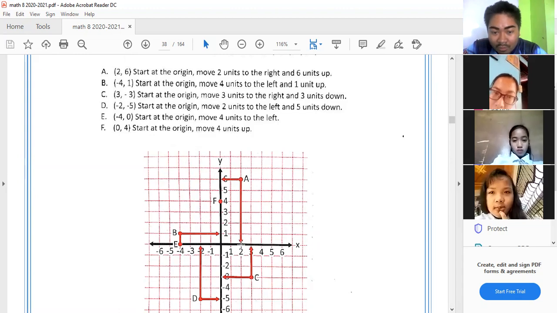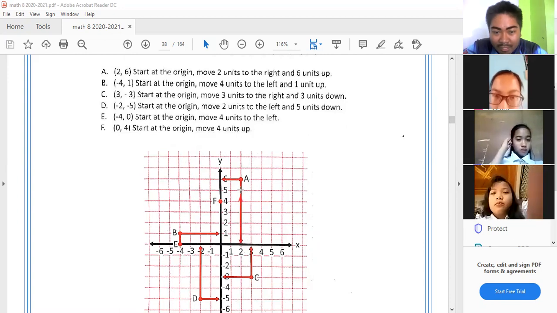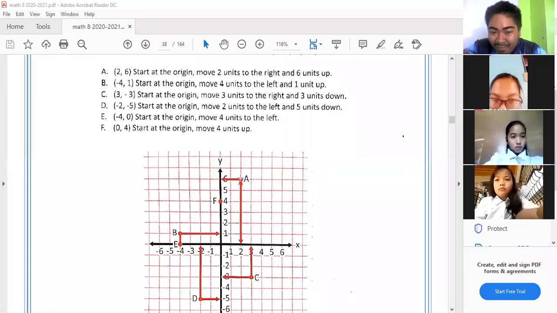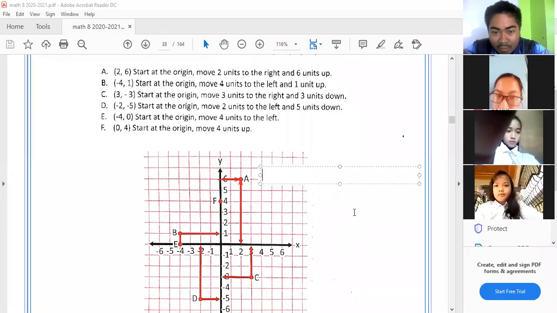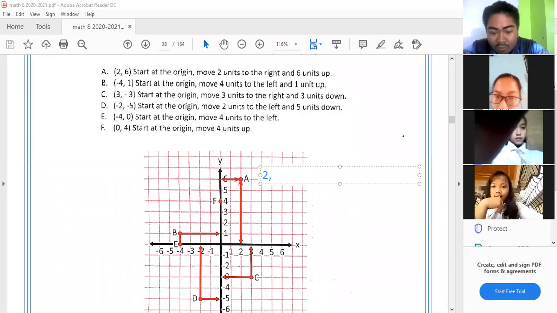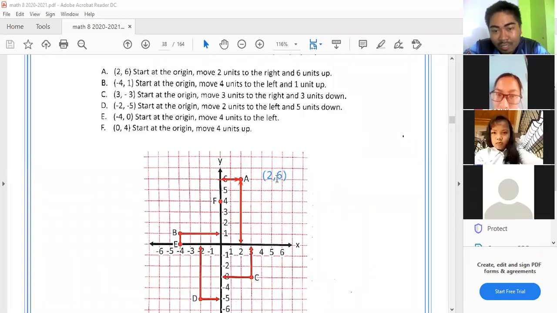So, starting dito, wait lang, palitan natin ng kulay yung pencil. Ayan. So, starting dito sa 2 na 'to, papataas tayo papuntang 6. Sa tapat ni 6. Kasi nga, pag ganun naman, this is your point. So, ano nang tawag natin dyan? (2, 6). Di ba? Tama ba tayo? That is already your letter A.